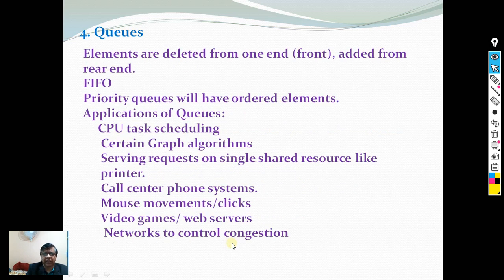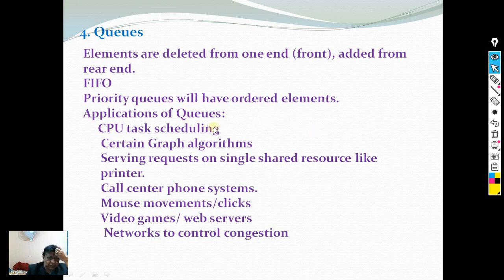Okay, queues. Elements are deleted from one end and added from the rear end. It is based on the FIFO philosophy, first in, first out. Priority queues are a special type of queue which will have ordered elements, maybe an array in ascending order or an array in descending order.